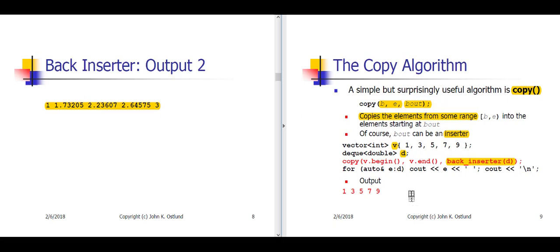Following the copy, I'm using a range for loop to display what's currently in D. What comes out is 13579. Now actually these are doubles, but recall that the default display of a double does not show anything for a trailing zero.